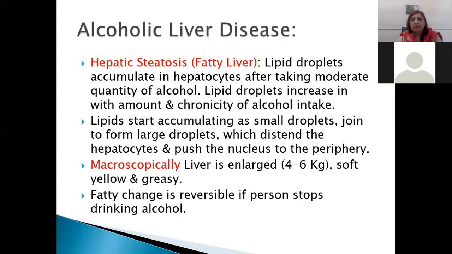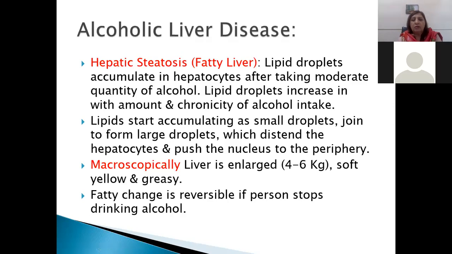So what is hepatic steatosis or fatty liver? The lipid droplets accumulate in the hepatocytes after taking a moderate quantity of alcohol. Lipid droplets increase with the amount and chronicity of alcohol intake. So as the person is taking alcohol, small lipid droplets start accumulating in the hepatocytes. These lipid droplets combine to form larger droplets of lipids, and then the hepatocyte becomes filled with lipid, and the nucleus is pushed towards the periphery. This is called the fatty change or hepatic steatosis.